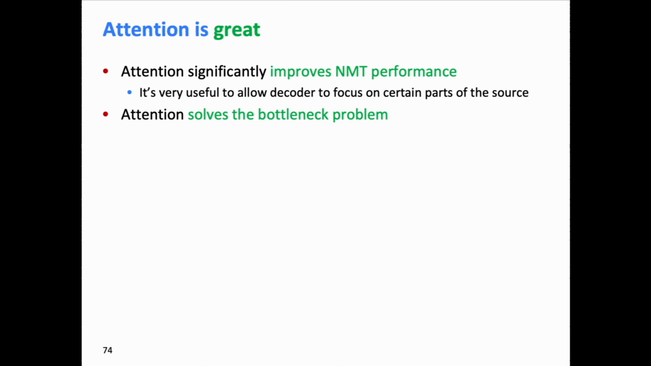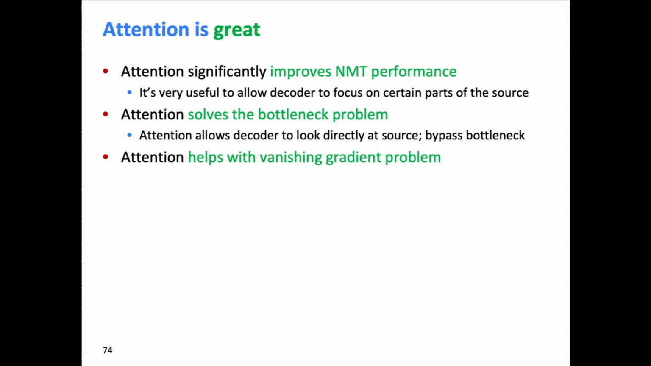Another reason why attention is cool is that it solves the bottleneck problem. We were noting that the problem with having a single vector that has to represent the entire source sentence, and that's the only way information can pass from encoder to decoder, means that if that encoding isn't very good, then you're not going to do well. So by contrast, with attention, the decoder can look directly at the encoder and the source sentence and translate without the bottleneck.